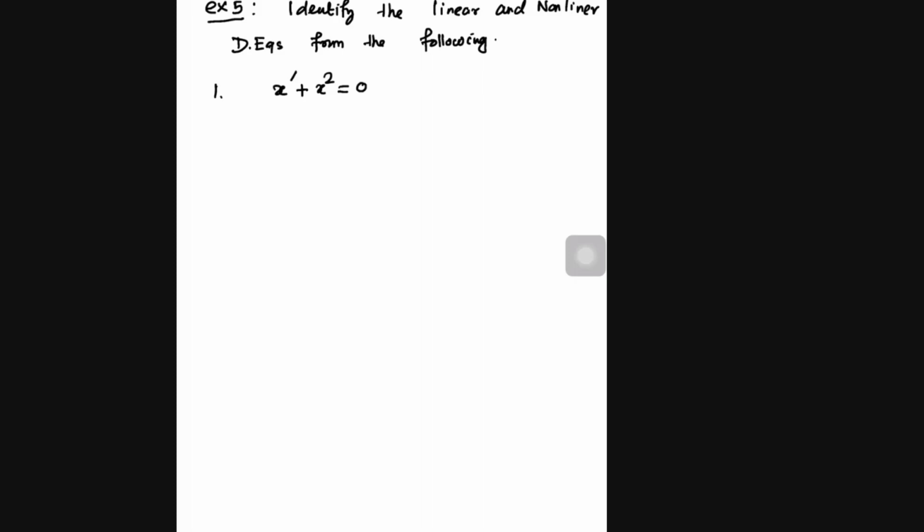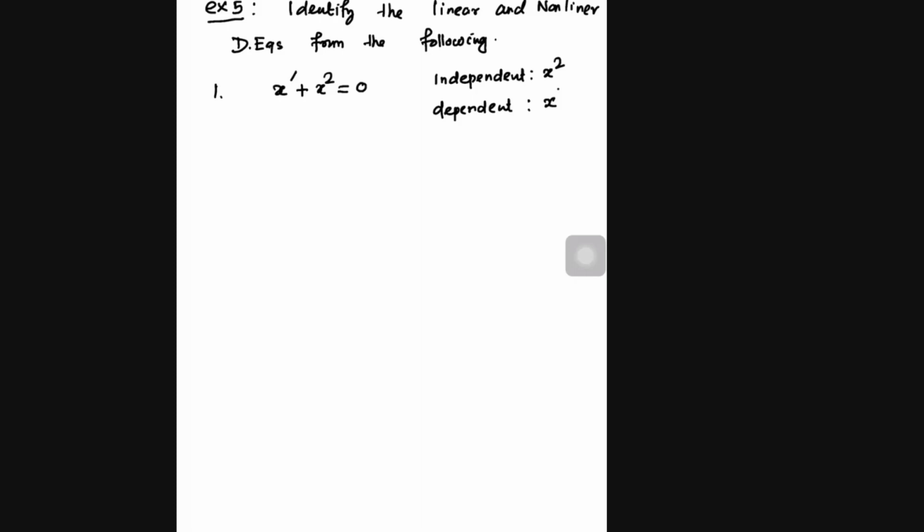Tell me first: what is independent and what is dependent? Independent is x square, dependent is x power 1, x dash. No, this is totally wrong. Mistake.